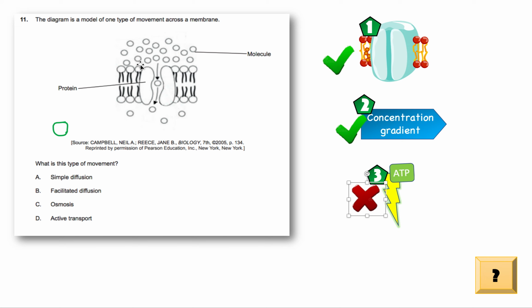Okay, we know the process that requires a protein and happens down a concentration gradient is facilitated diffusion. Simple diffusion is basically the same, except it only uses the phospholipid bilayer. It doesn't use the protein, this protein at all. So it's going to be B. It's not going to be C because C is the movement of water, not the movement of particles like this.